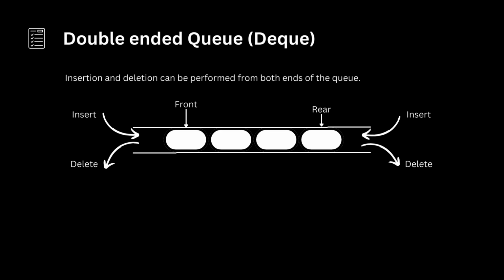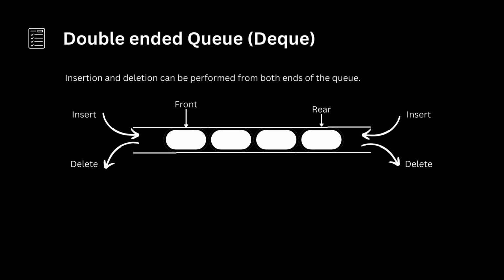In a DQ or double-ended queue, insertion and deletion can be performed from both the ends of the queue, either from the front or the rear. This means that the elements can be inserted and deleted from both the front and rear ends of the queue. A DQ can be used as a palindrome checker as reading the string from both the ends would result in the same string.